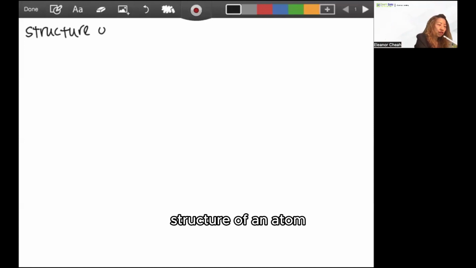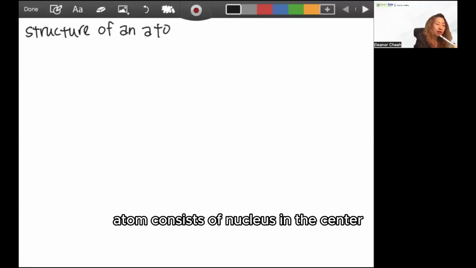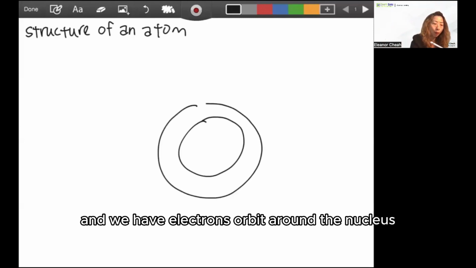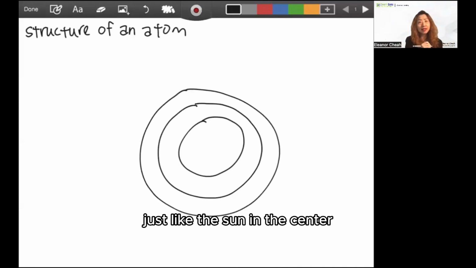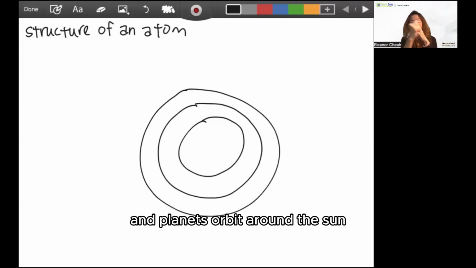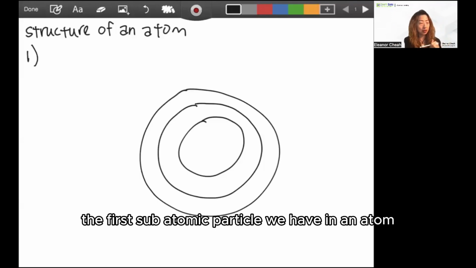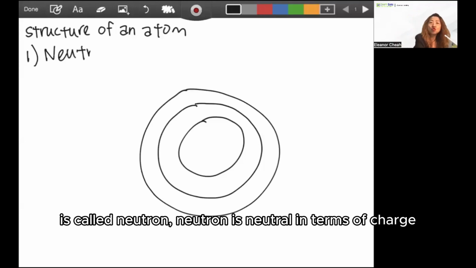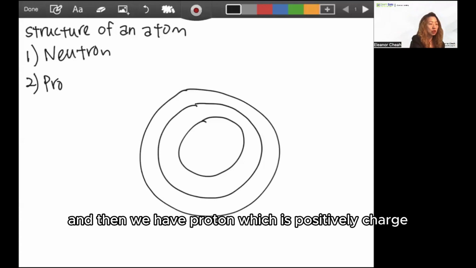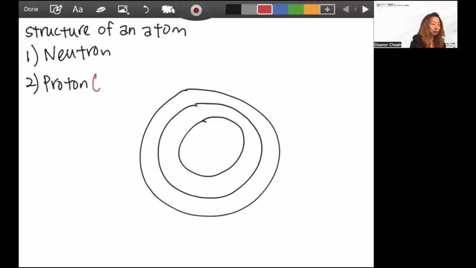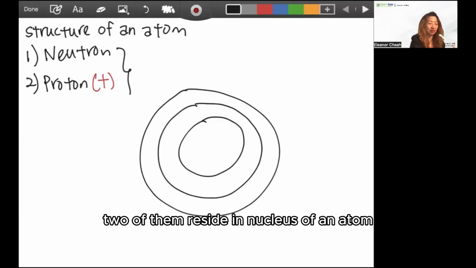The first one, let's do the structure of an atom. An atom consists of a nucleus in the center, and we have electrons orbit around the nucleus, just like the sun in the center and planets orbit around the sun. The first subatomic particle we have in an atom is called neutron. Neutron is neutral in terms of charge. And then we have proton, which is positively charged. Both of them reside in the nucleus of an atom.